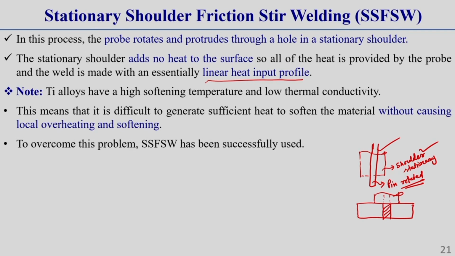These types of welding techniques are popular for materials which have generally high softening temperature and low thermal conductivity, like titanium, where this technique is highly essential. Titanium has a very high softening temperature but low thermal conductivity. Due to the low thermal conductivity and high melting point, heat dissipation, that means heat conduction time, will be more. So there will be localized and rapid heating of the titanium alloy. This means it is difficult to generate sufficient heat to soften the material without causing local overheating. To overcome this problem in titanium, this FSW is widely used.